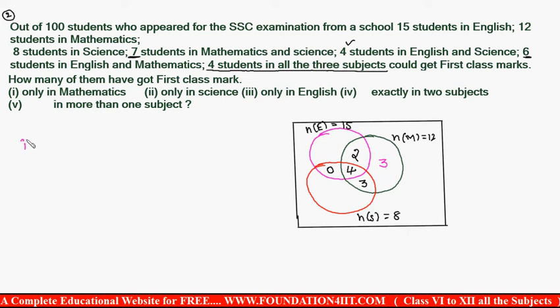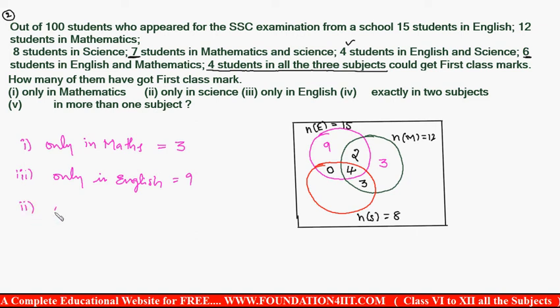So you count the first problem: only in maths, that is equal to 3. This part is only in maths, because 2 is combined with English and maths, 4 is combined with all three, and 3 is only in maths. Right? And only in English. So English, you can say this is 15. 2 plus 4 is 6. Remaining is 9. That means only in English is equal to 9.